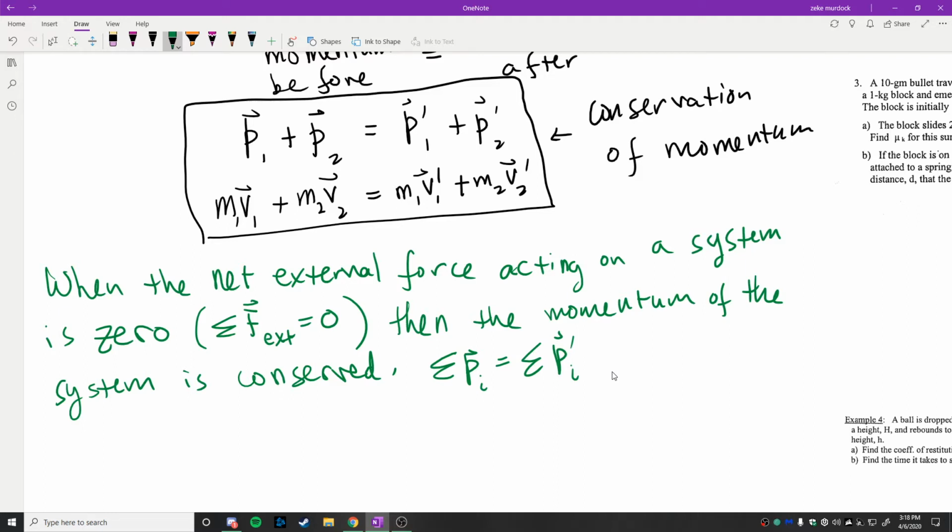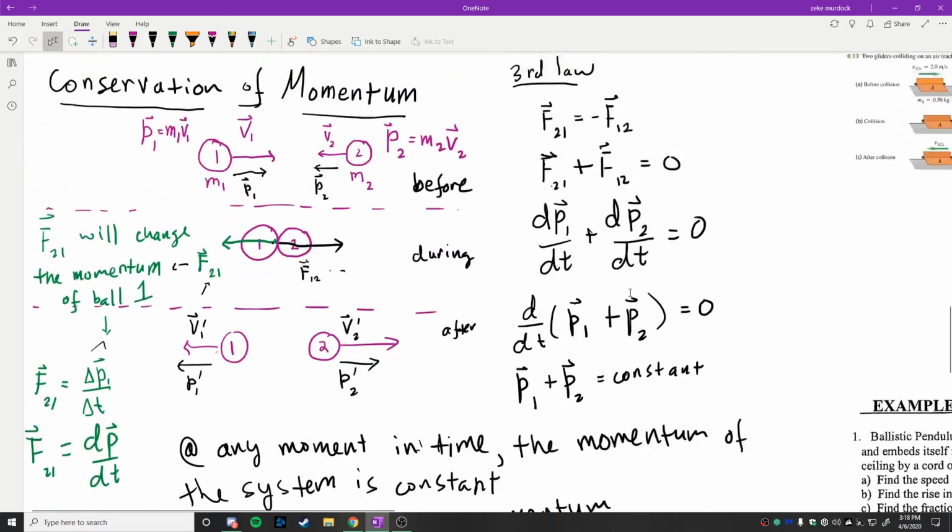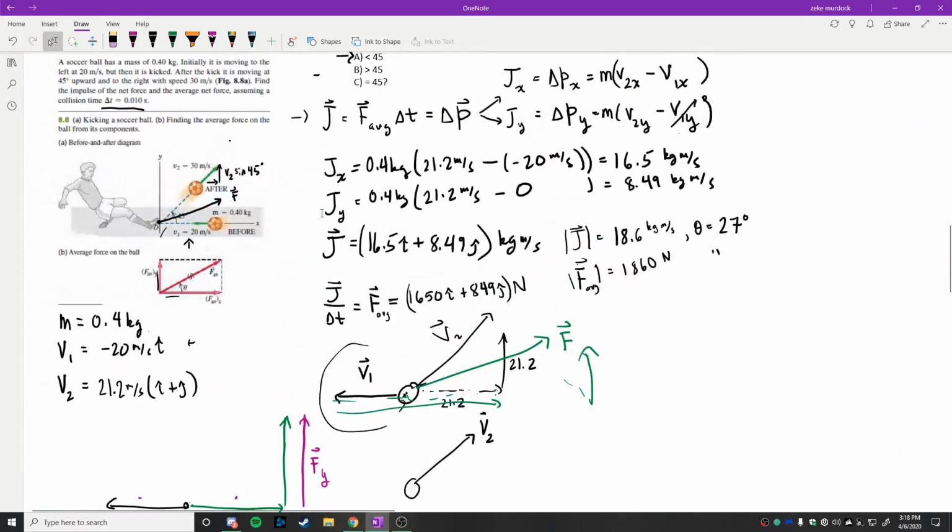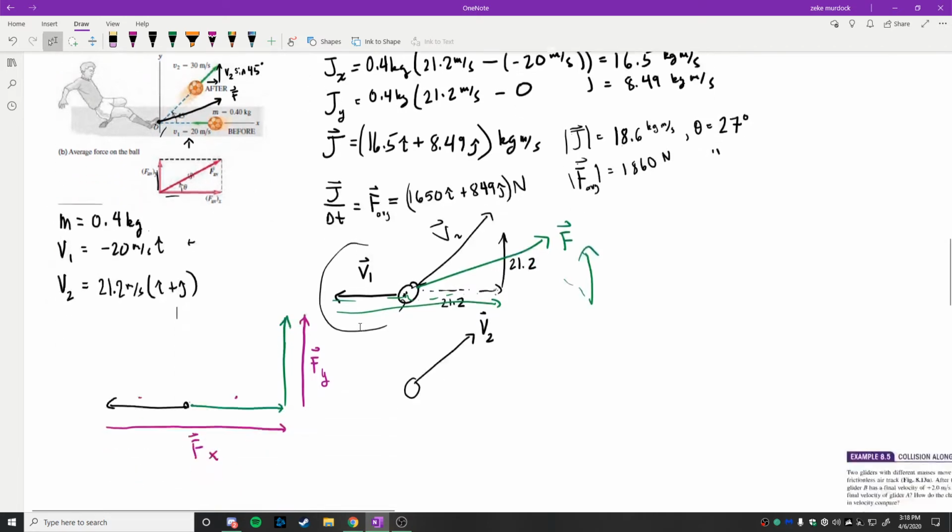It only works when the net external force is zero, because if the net external force is not zero, then you change the momentum of the system, right? That's what happened here. There was a change in y momentum, there was a change in x momentum, and it had the effect of changing the momentum of the object, right? Its momentum initially was mass times this, and its momentum after was mass times that. So you have a change because there was an external force. The external force was the force of the foot on the ball, right?